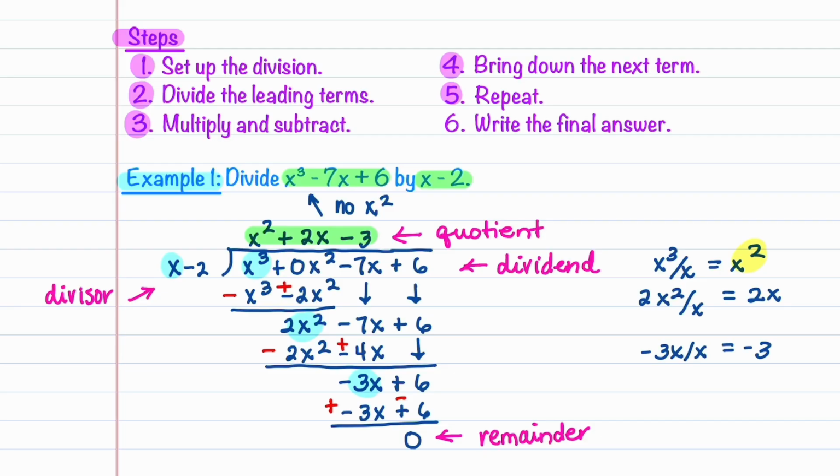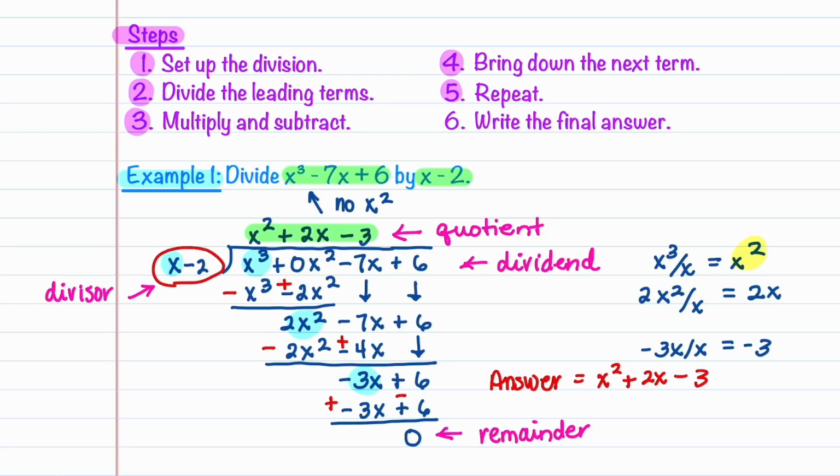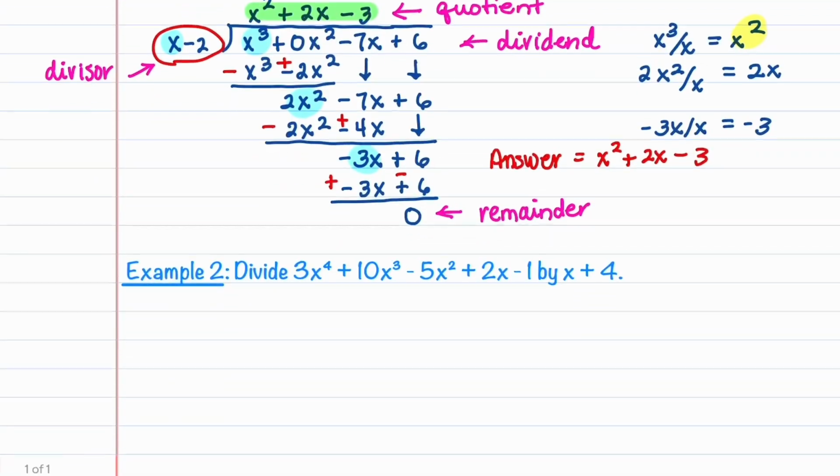And then let's write down in red what our answer is. So our answer is the polynomial x squared plus 2x minus 3. And we could check our answer by taking this, multiplying it by x minus 2, and we'll get back x cubed minus 7x plus 6. Let's now look at our next example.